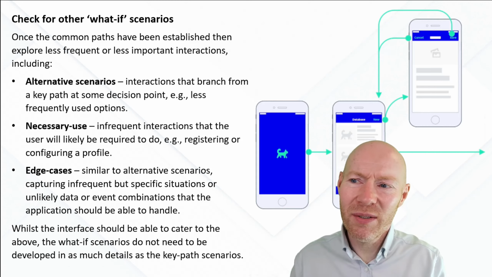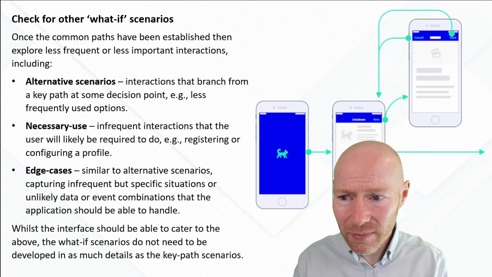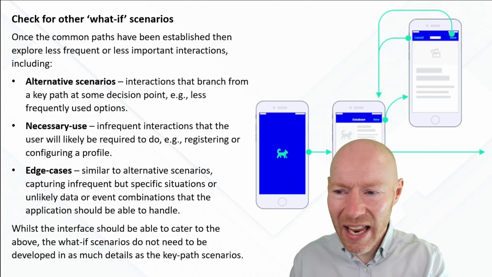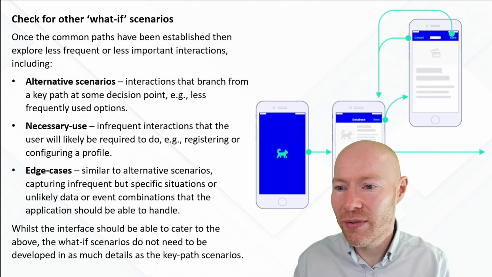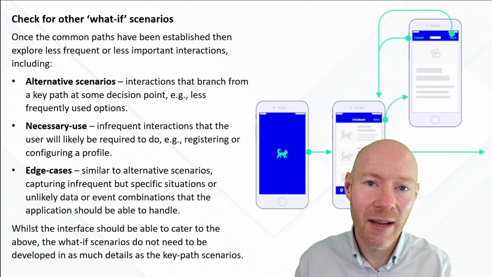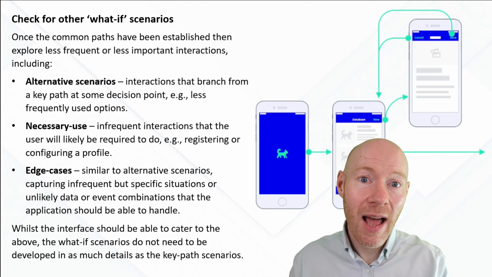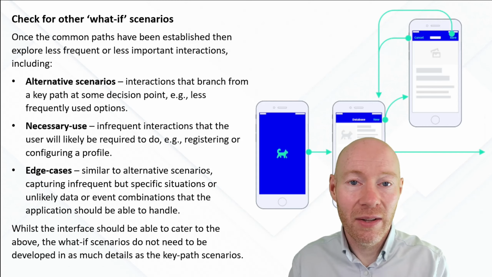And edge cases, they're similar to alternative scenarios, but they capture infrequent but specific scenarios, if there's an error or a particular combination of data. And again, we just want to check to see that our applications are robust and can handle those situations should they occur.